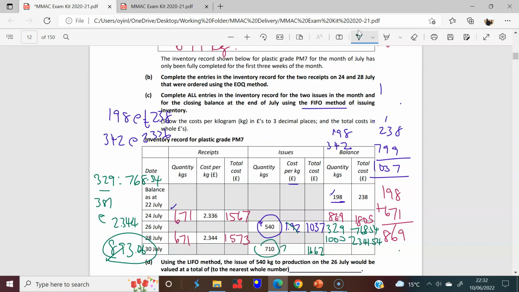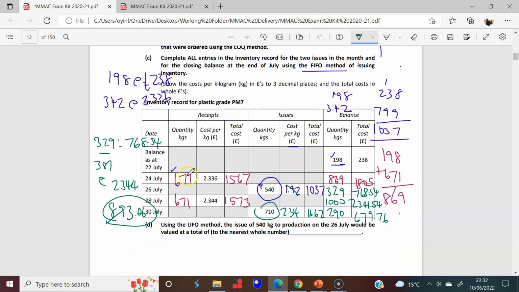So this is £2.34. And finally, what's left, of course, is if you had 1,000 and you've issued 710, we have 290 left, and definitely they'll be at that £2.344, because it's first in, first out, right? So we have 290 times 2.344, which is 679.76, or 680, I suppose is the point with that one.